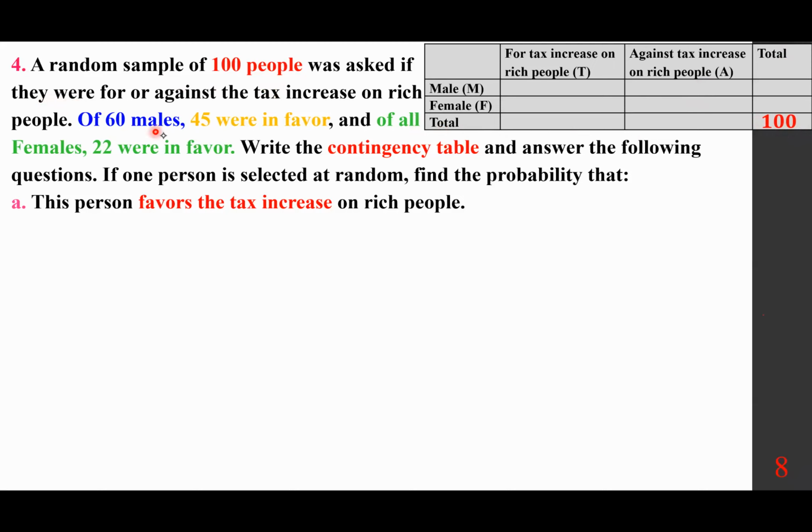When we continue, of 60 males, 60. How many are in favor of the tax increase? So we plug in 45. So I'm showing you how to fill up this table. And all females, and we don't know how many, 22 were in favor. So this is for, or in favor, 22. So we put it here.